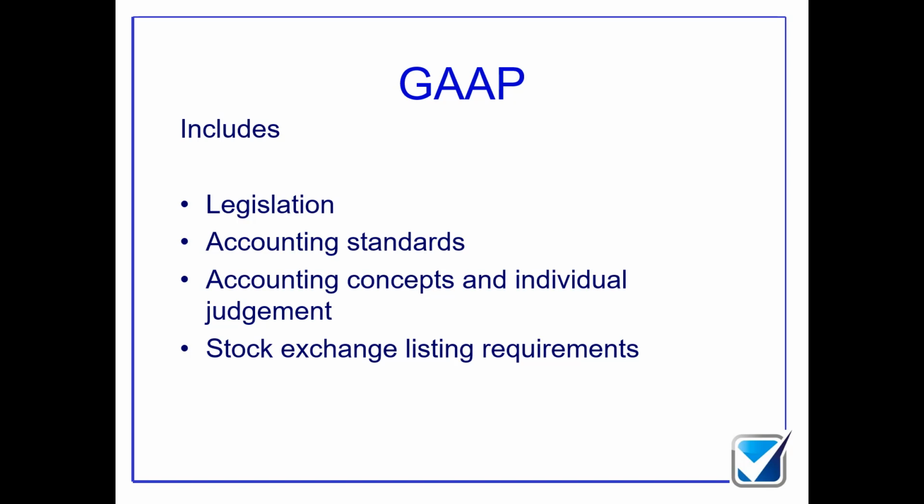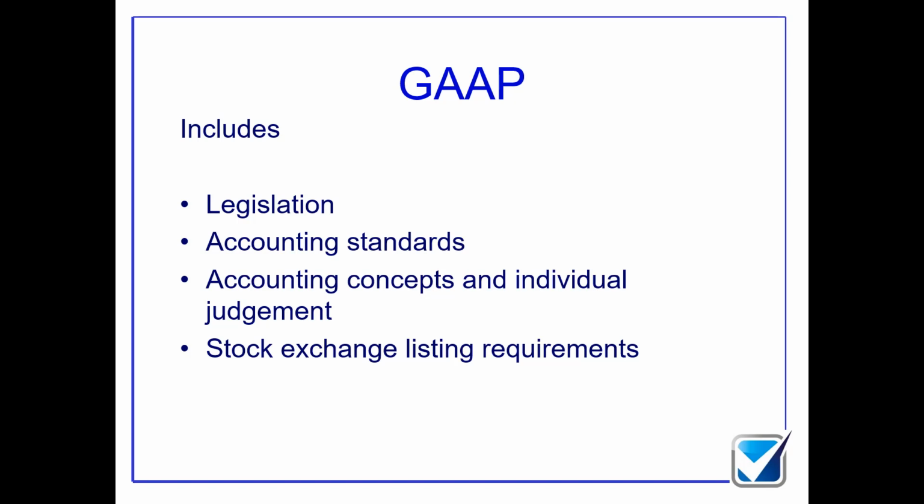Individual judgment will be determined by our behavior, and our behavior is regulated by our ethical code. So with individual judgment, you're allowed to do what you think is best, but you've got to do it in a very specific way. There are also the stock exchange listing requirements, which means if you're a PLC listed on a stock exchange, you have to provide additional information, which then forms part of my GAAP.